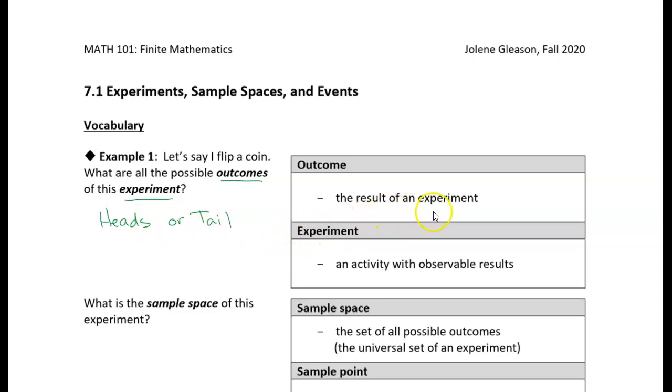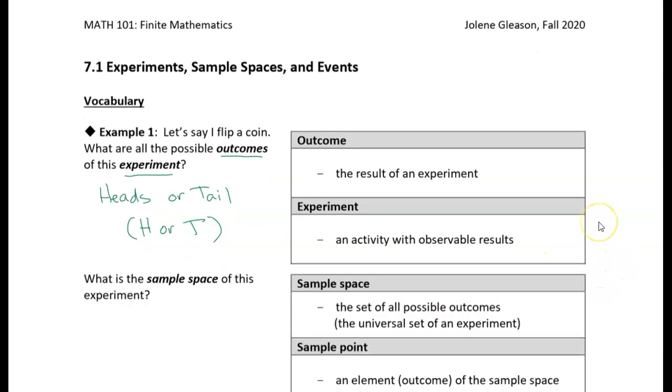Okay. So what is an outcome? An outcome is just the result of an experiment. What is an experiment? It's just an activity with observable results. All right. So our activity here is flipping a coin. That's our experiment. And our outcomes are either heads or tails. Now, a lot of times we can just write H or T because that's easier. And mathematicians don't like to do a lot of writing. They like lots of notation and shorthand. So we can use H and T. That's fine.